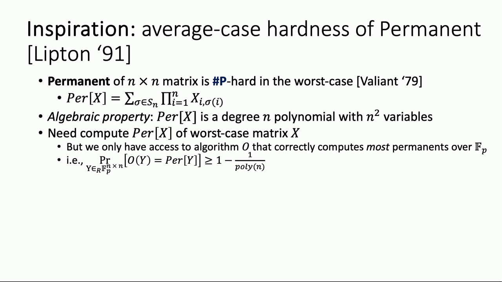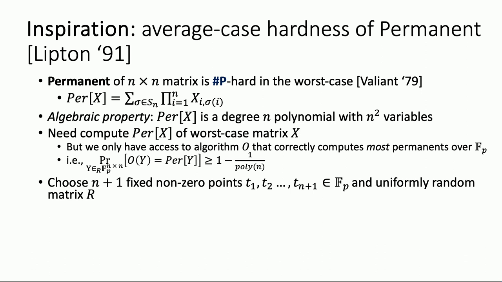Okay? Notice this is an average-case algorithm. There's a good day and a bad day. Good day, probability 1 minus 1 over a polynomial in n, it gives me the permanent of that matrix. And bad day, probability 1 over a polynomial in n, it gives me absolute nonsense. From the end user of the box, that's me, I have no idea when it gets it right and when it gets it wrong. I just know it gets it right most of the time. Nonetheless, I need to use this box to compute the permanent of the matrix that you gave me. So how do we do this?